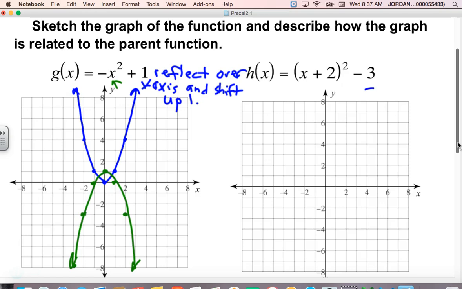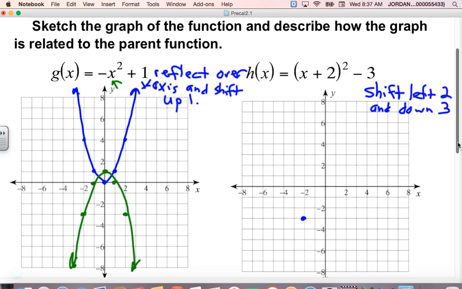All right, the next one, h of x, is going to move the parent function left 2. So we can go ahead and say what we're doing. We're going to shift it left 2 and down 3. Because the plus 2 moves everything left 2. So we're going to move the point 0, 0, left 2, and down 1, 2, 3.